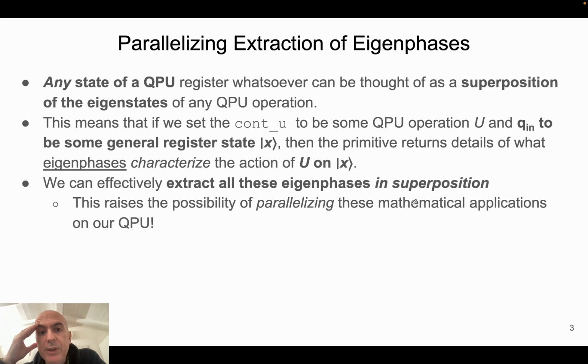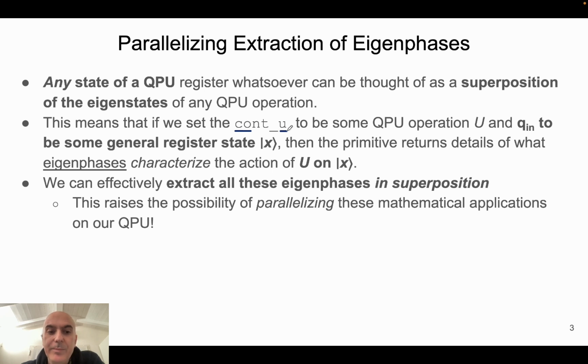This also means that if we set the control U operator, what we call cont_U, to be some QPU operation U, and the QIN to be some general register quantum state X, then the primitive, the quantum phase estimation, returns the details of eigenphases that characterize the action of U on the X state. Therefore, we can effectively extract all the eigenphases in superposition.